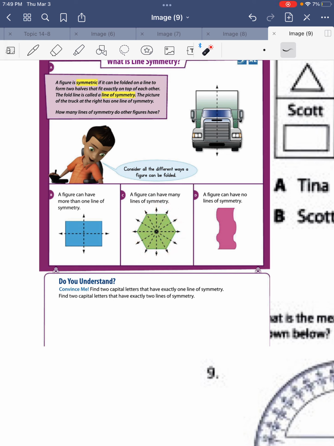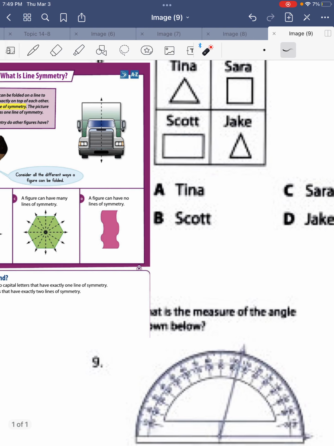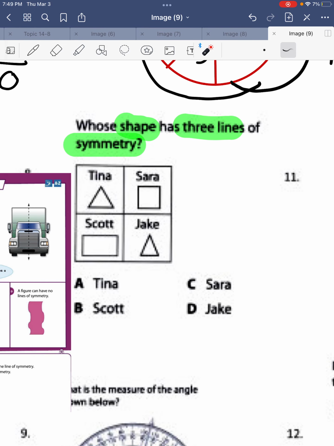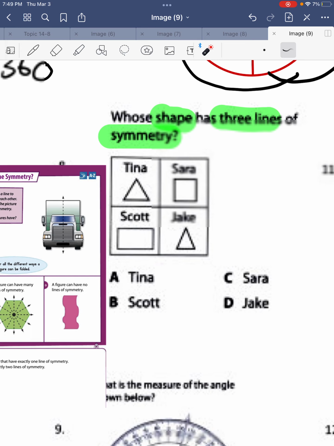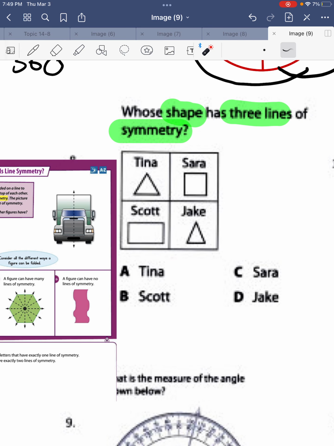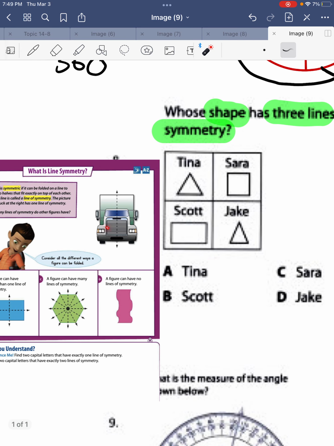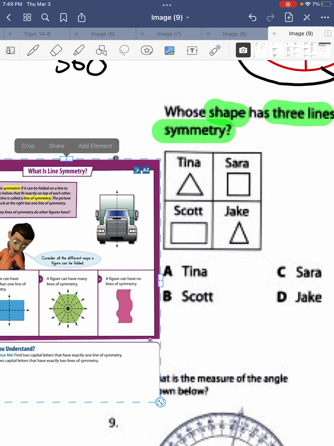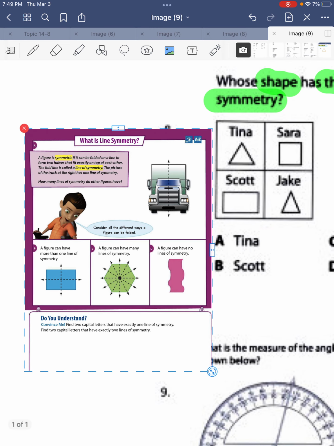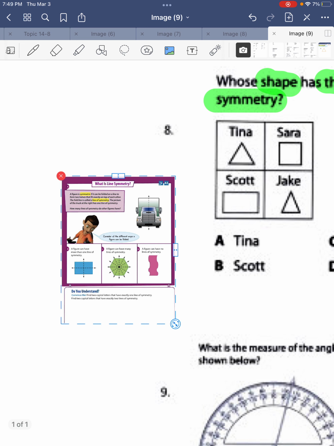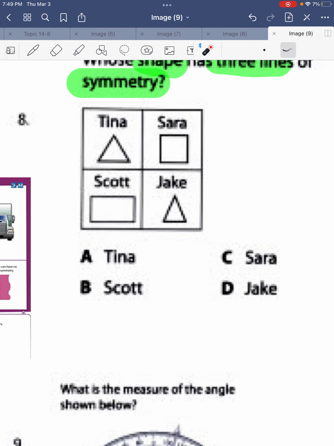And then for a shape like this, since it's not equal on both sides, I don't have any lines of symmetry. Okay, so now I'm looking for a shape that has 3 lines of symmetry. So let's go through each one. Let me make this smaller. On my anchor chart, I already know a rectangle has 2 lines of symmetry. So I'm going to draw that.